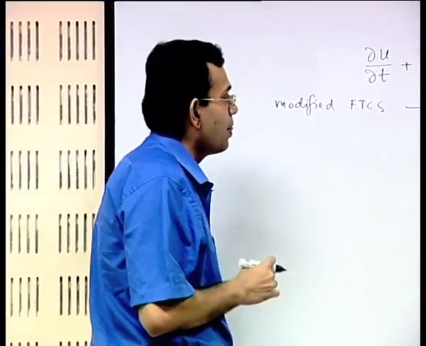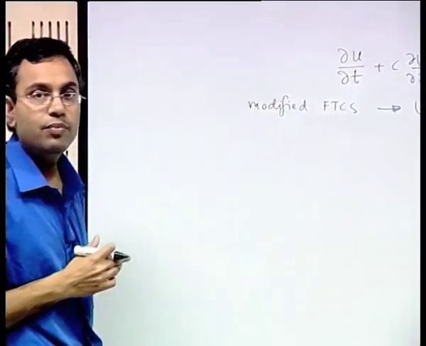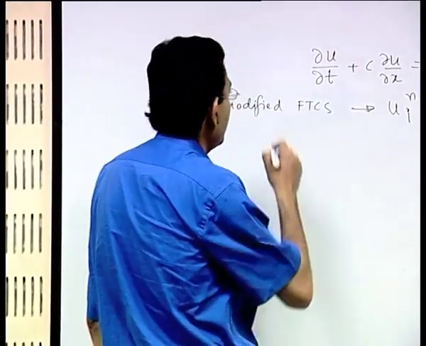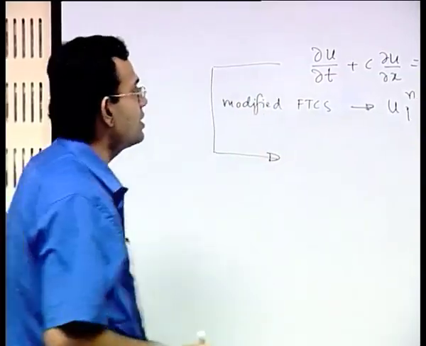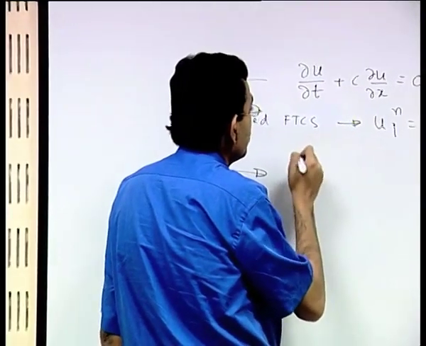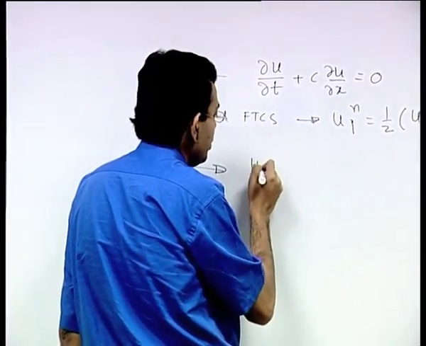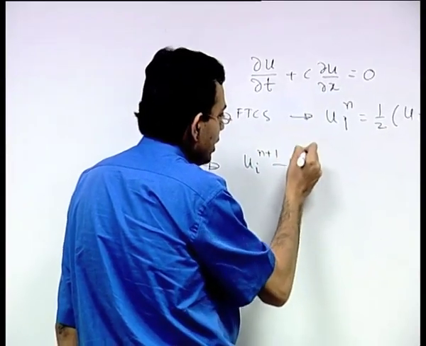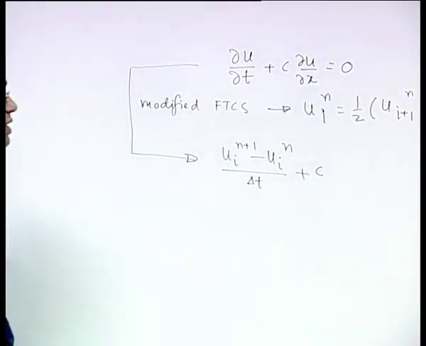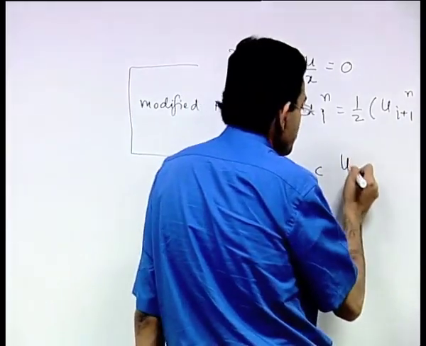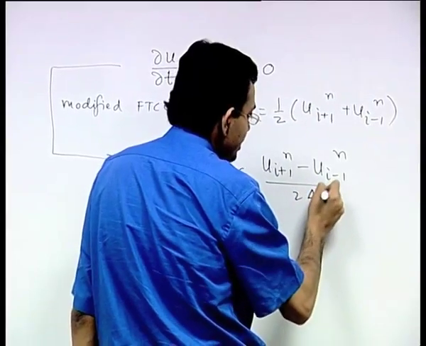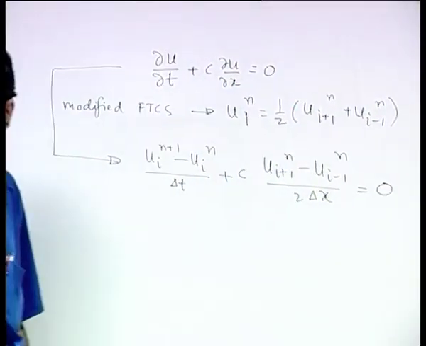So, this is the problem. You have to examine the stability of this scheme by von Neumann stability analysis. Let us try to express del u del t as a forward differencing in time: (u_i^{n+1} minus u_i^n) divided by delta t, plus c del u del x as central space, (u_{i+1}^n minus u_{i-1}^n) by 2 delta x, first order central differencing, equal to 0.